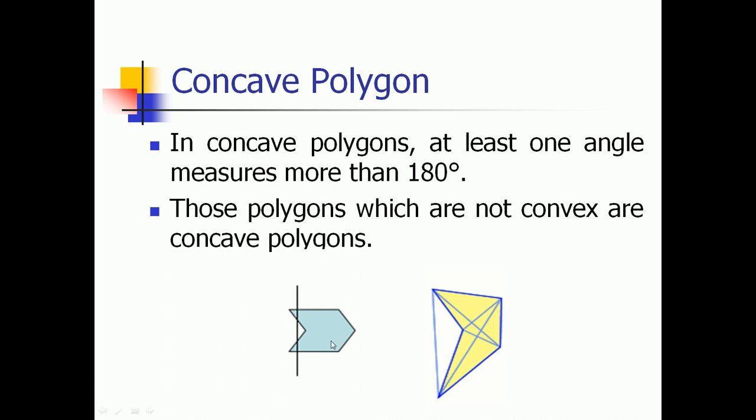Again we can define that when we draw a line joining two points on the polygon, and if that whole line is not passing through the polygon, then it can be termed as a concave polygon.